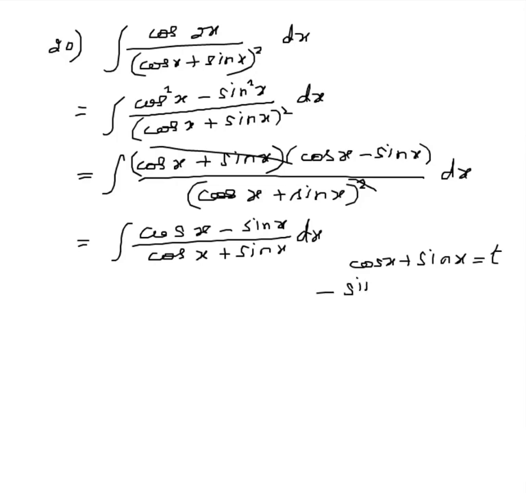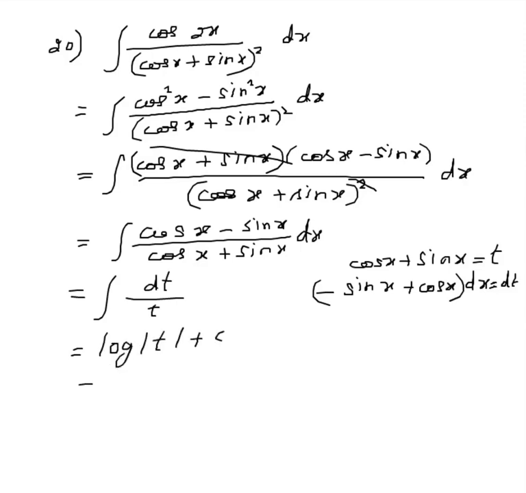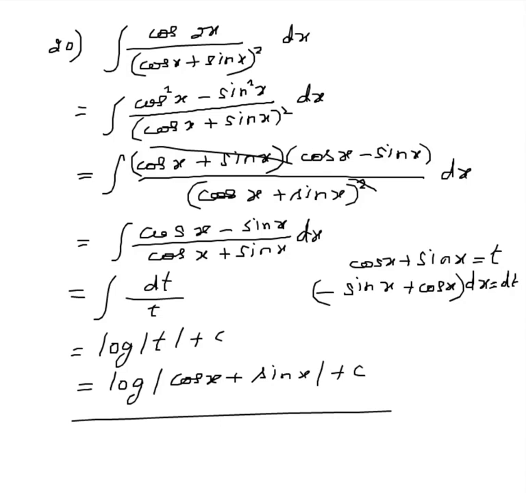The differential of cos x is minus sin x and the differential of sin x is cos x, so (cos x minus sin x) dx is dt. Therefore, the numerator becomes dt, the same term we have in the numerator, divided by the denominator t. The integration is log of the absolute value of t. Substituting for t, the answer is log of the absolute value of cos x plus sin x, plus c.